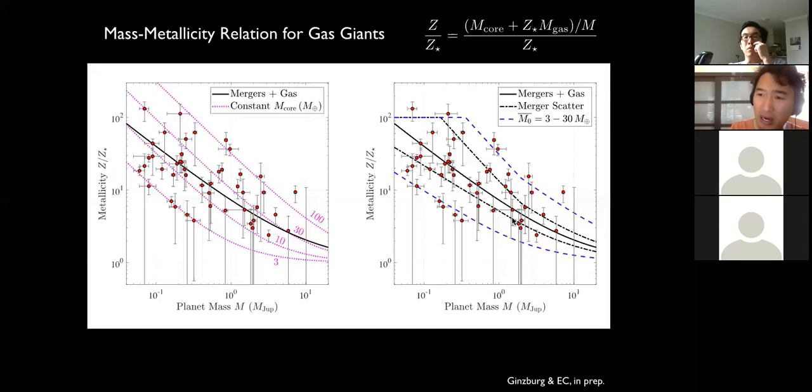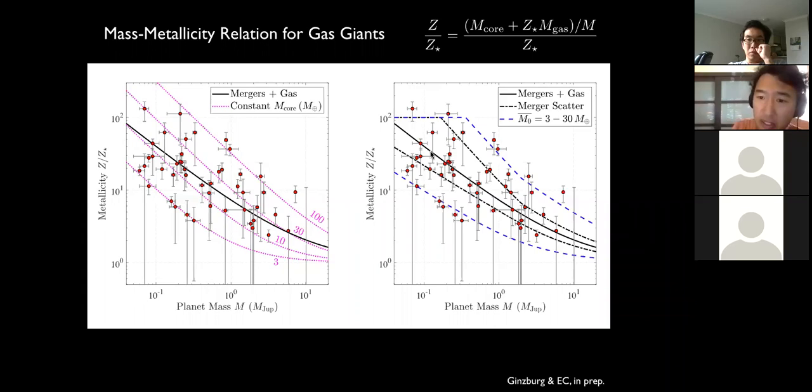So the slope is the relationship you were just showing. Normalization, however, depends on the individual core mass. The normalization line assumes an M_core, that the whole thing starts at 10 Earth masses, and then we grow from there. I like 10 Earth masses because that's what people talk about for runaway accretion.